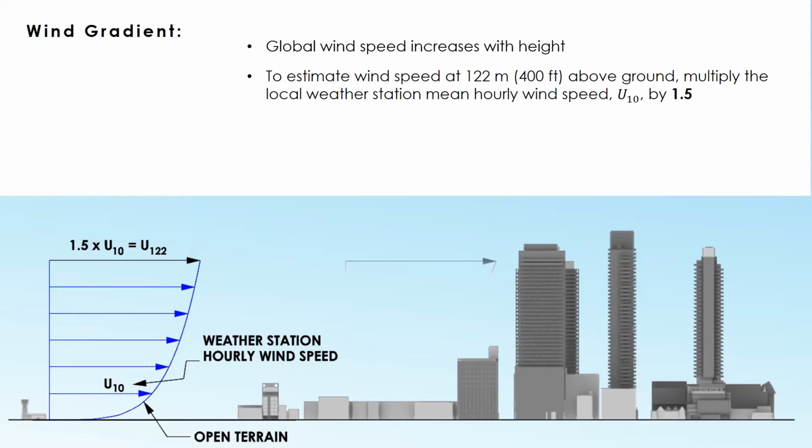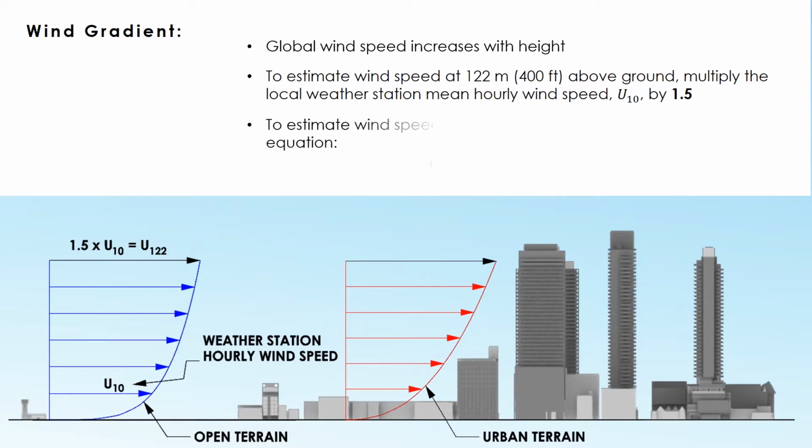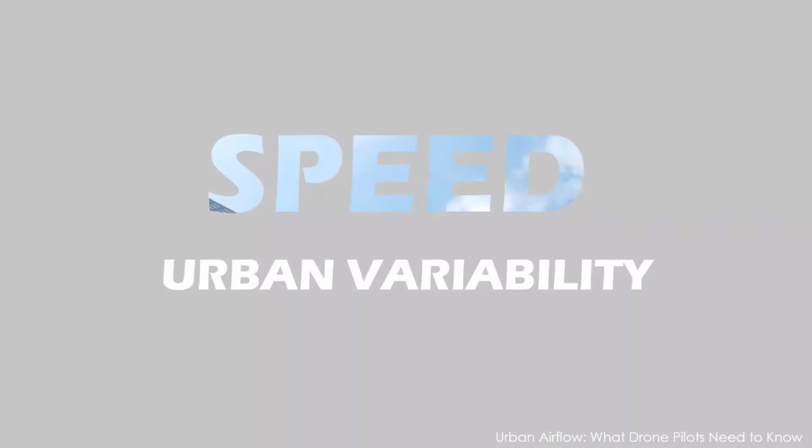From the weather station report, we suggest calculating the speed at 122 meters above ground, which is 1.5 times the weather station wind speed. To estimate the wind speed closer to the ground, the calculation using the 122 meter wind speed as a reference can be used if needed. Alternatively, for a quick guide, a height to wind speed ratio table will be provided at the end of this video.